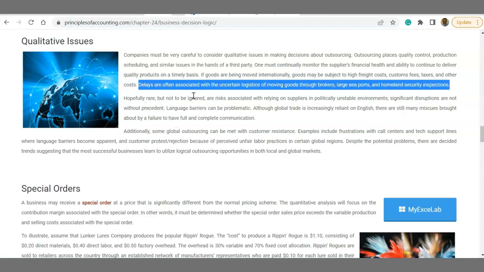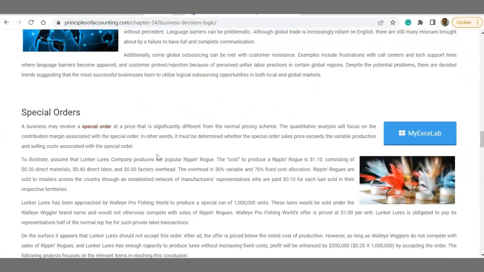Hopefully rare, but not to be ignored, are risks associated with relying on suppliers in politically unstable environments. Significant disruptions are not without precedent. Language barriers can also be problematic. Although global trade is increasingly reliant on English, there are still many misuses of words that you have to understand when you are communicating. Anyway, so we are good.